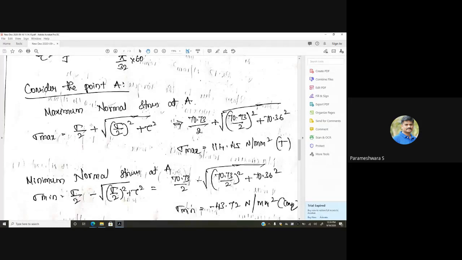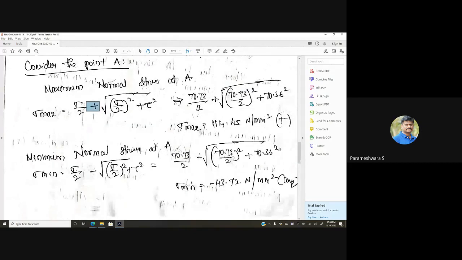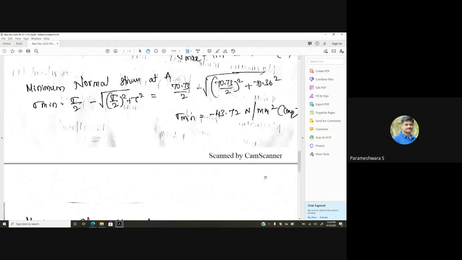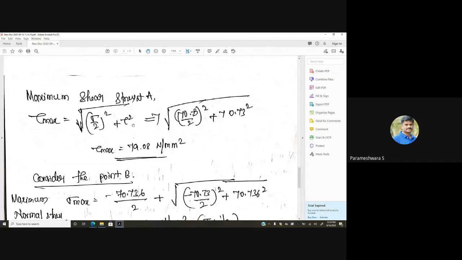So make use of the formula. Positive means plus, maximum means plus, minimum means minus. So I'll calculate the maximum stress induced at point A, 114.45, that is tensile, and also the minimum. Just I'll modify this formula with the negative sign. I'll get the minimum stress induced at point A, that is compressive, and also calculate the shear stress. So tau max is equal to the same formula that I have used earlier. So I have calculated the shear stress.